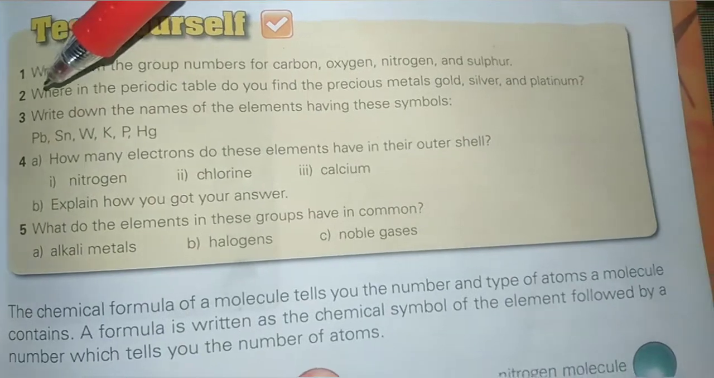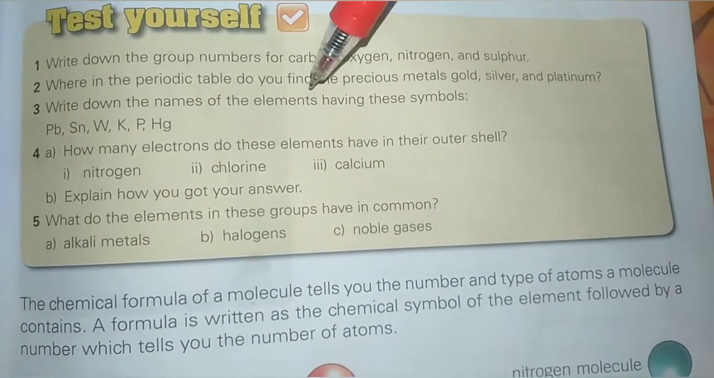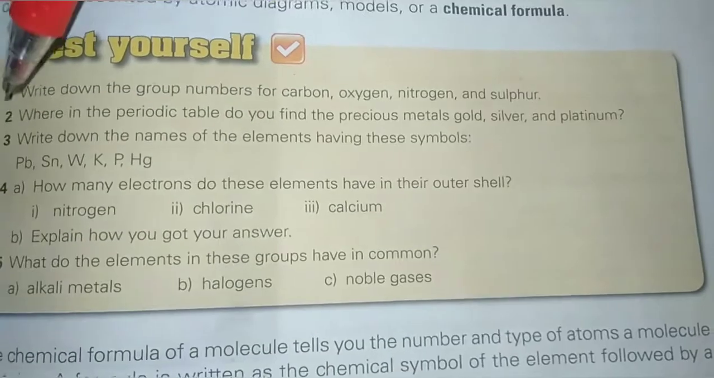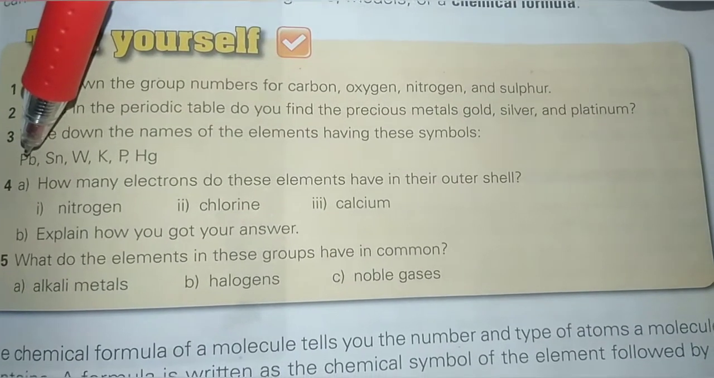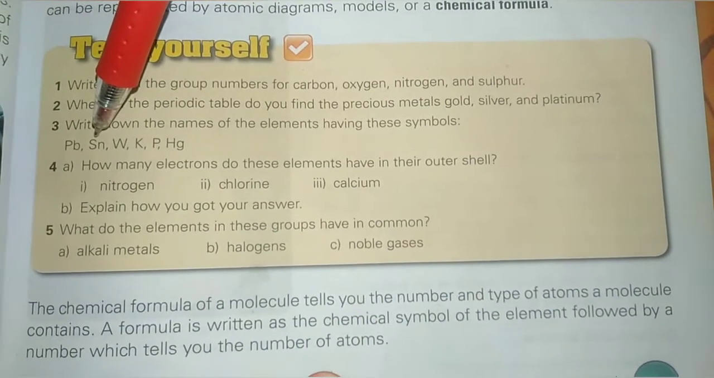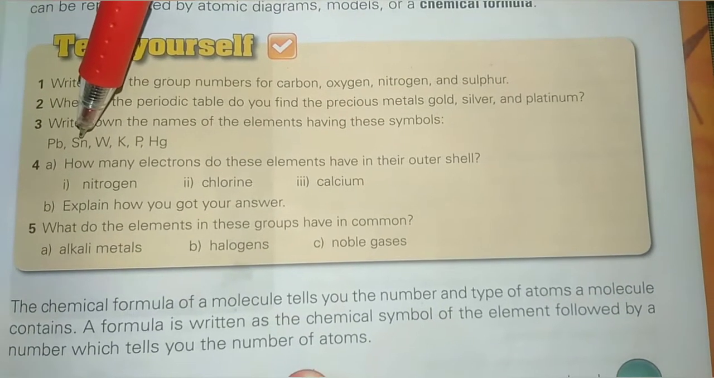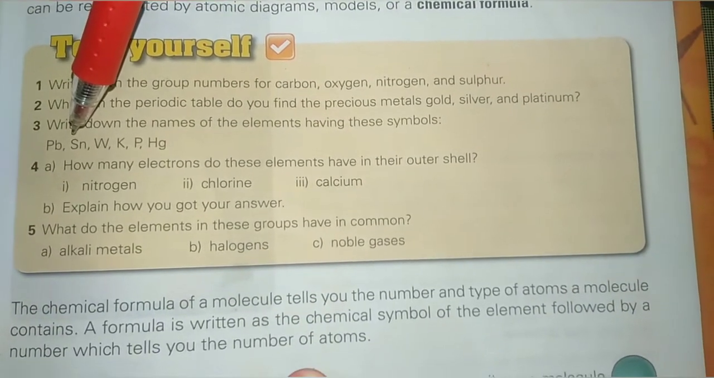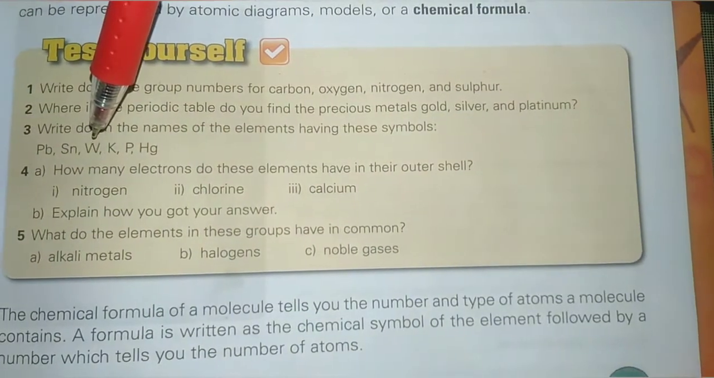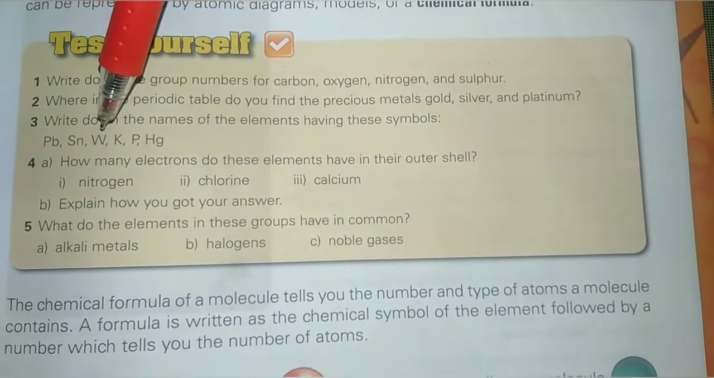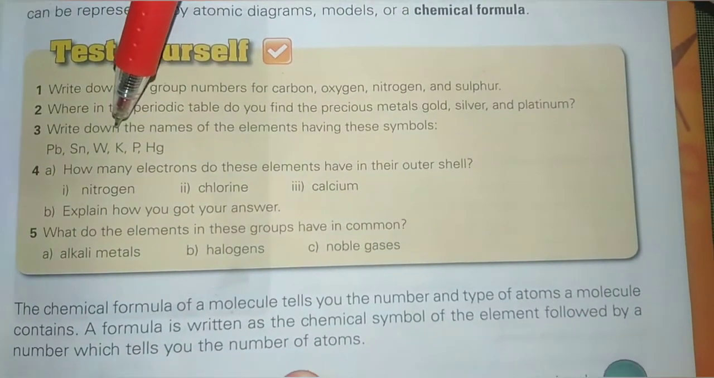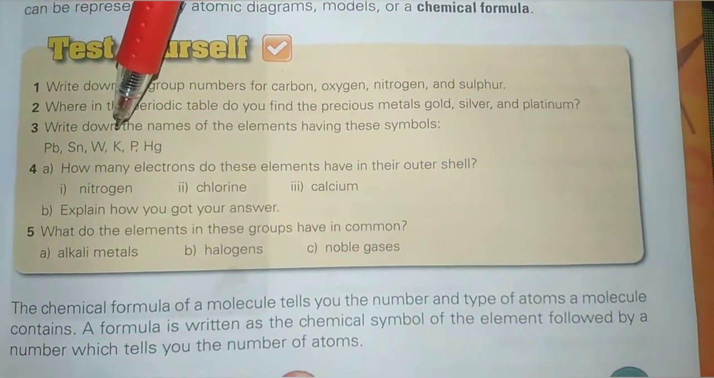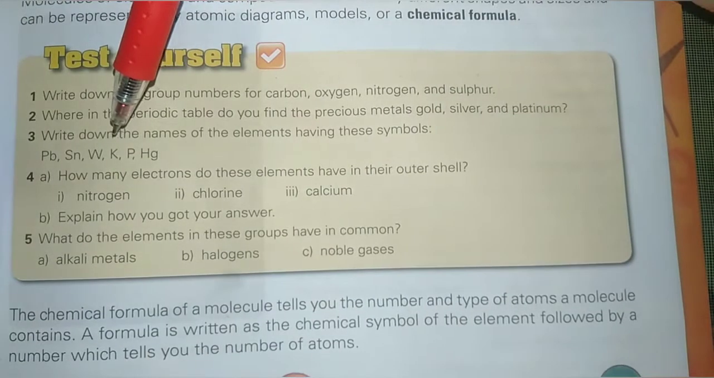Question number 3. Write down the names of the elements having these symbols. Pb is the symbol of lead. Sn is the symbol of tin. Its Latin name is stannum. W is the symbol of tungsten. Its Latin name is wolfram. K is the symbol of potassium. Its Latin name is kalium.